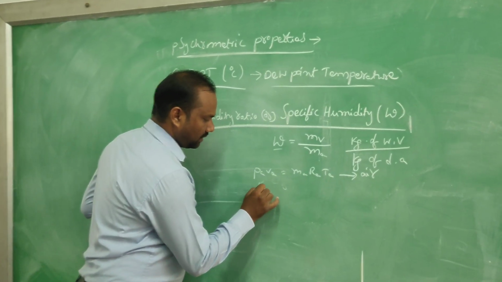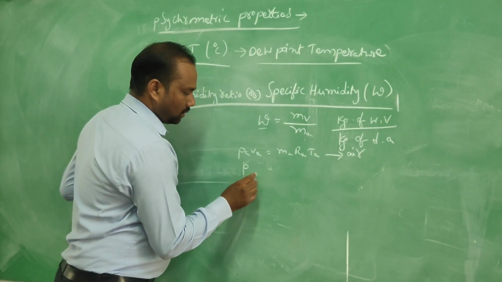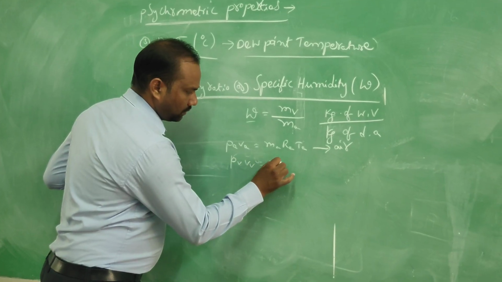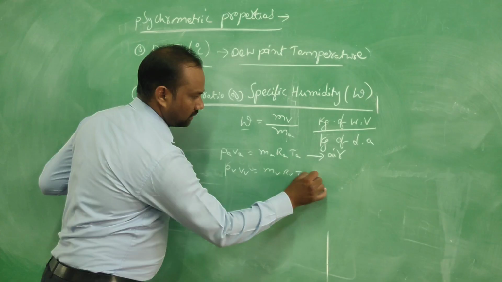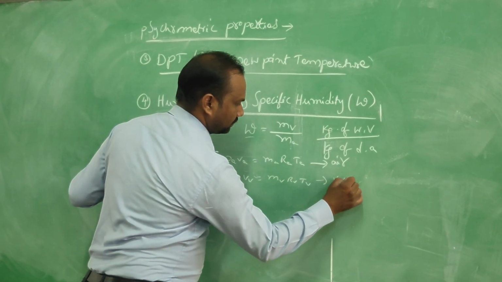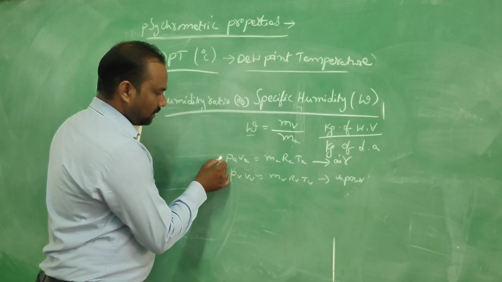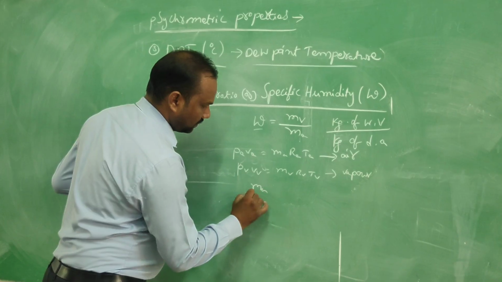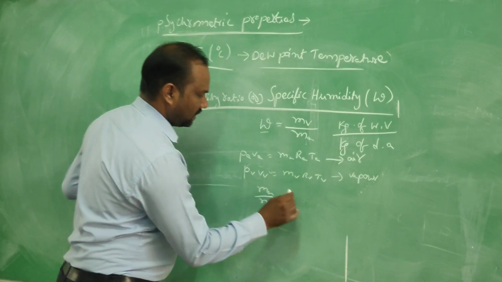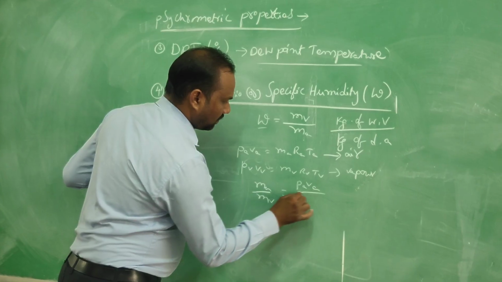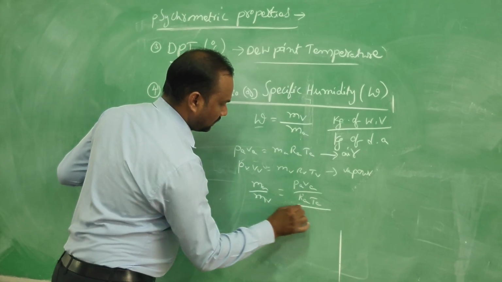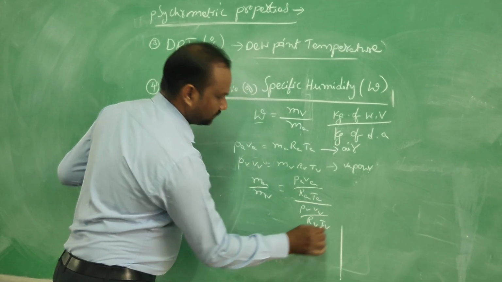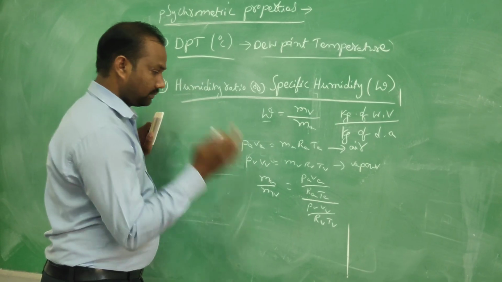Similarly, if you apply the gas equation for water vapor, then PV VV equals MV RV TV. Then from the gas equation, if I write MV by MA, the equation is PV VV by RV TV divided by PA VA by RA TA.